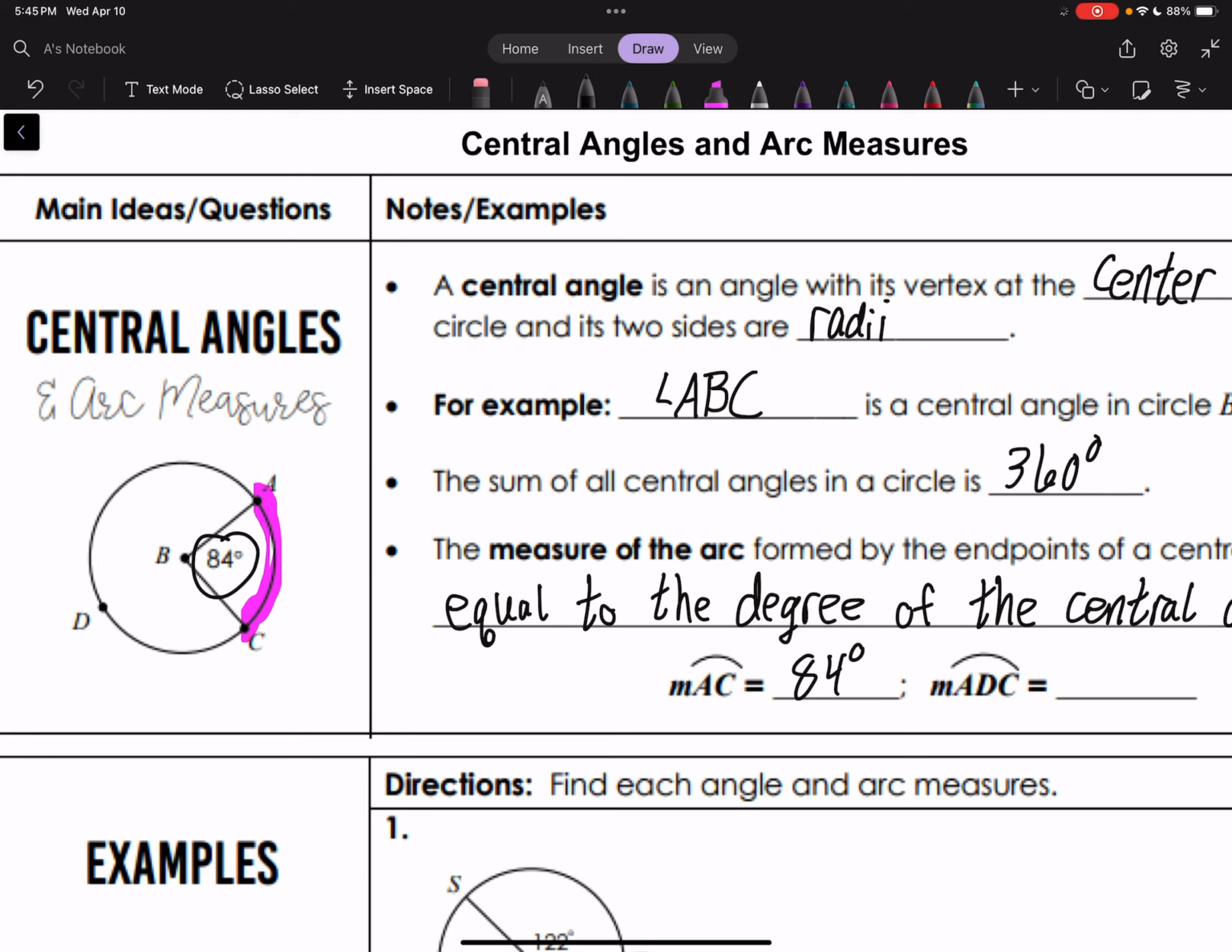So, angle ABC is equal to the measure of the arc AC, which is equal to 84 degrees.